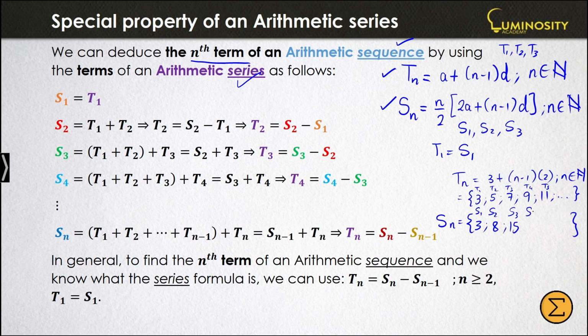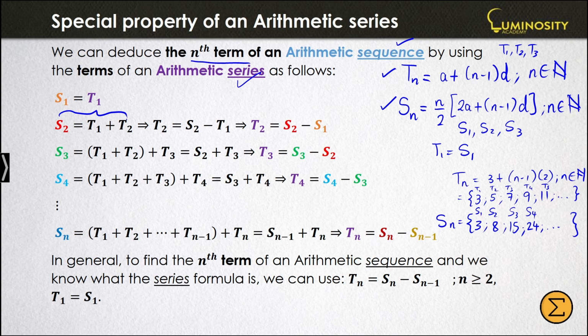Same thing if I do S4. That's the sum of the first four terms, T1 plus T2 plus T3 plus T4. That's going to give you 3 plus 5 plus 7 plus 9, which is 24. And so on. So this is the arithmetic series at each nth position. The sum of the first term is just itself, T1. The sum of the first two terms is T1 plus T2. And that's exactly what I've written here.